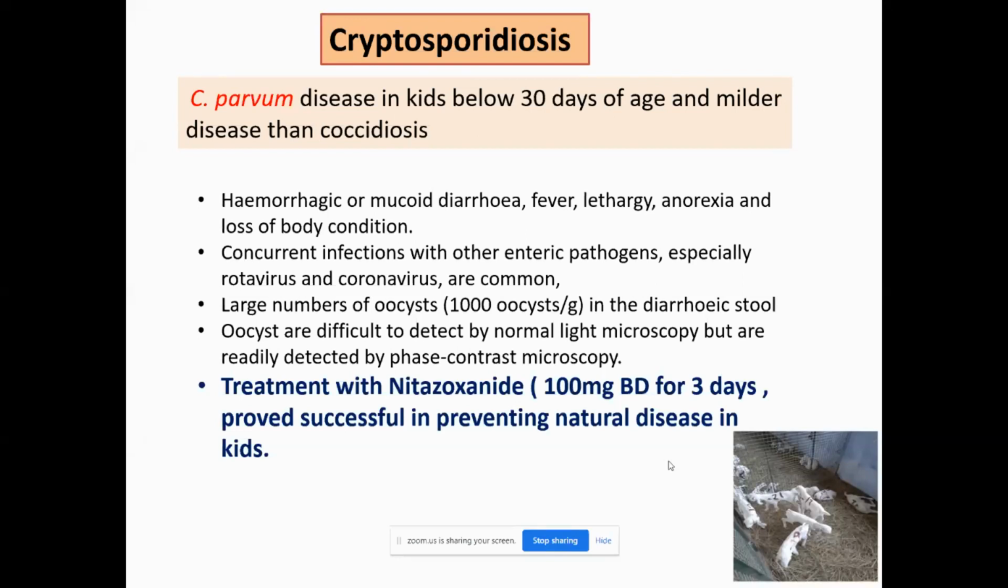For the treatment of Cryptosporidia, the drug nitazoxanide has been recommended. For younger or juvenile animals, 100 mg twice a day for 3 days has proved to be successful in preventing the natural disease in kids.